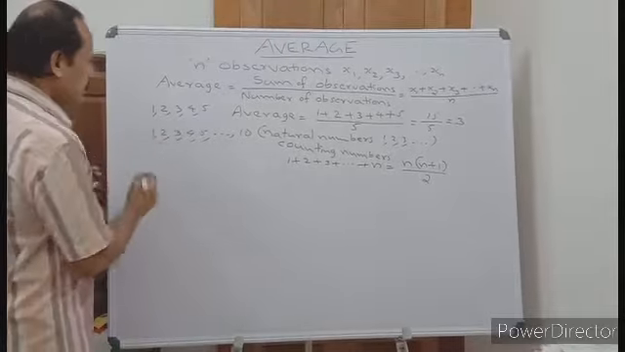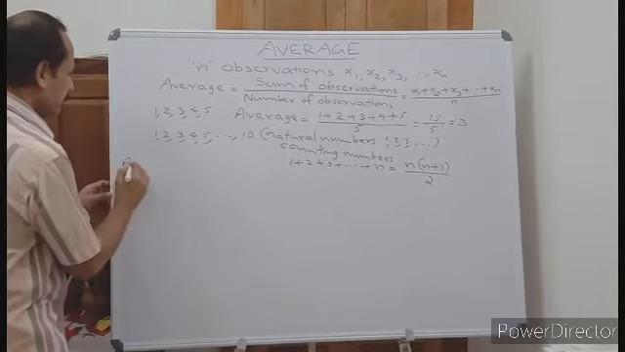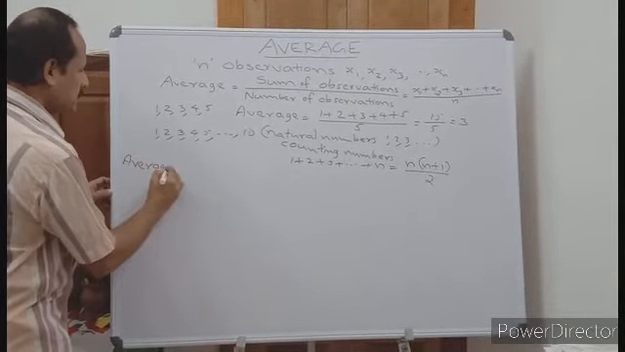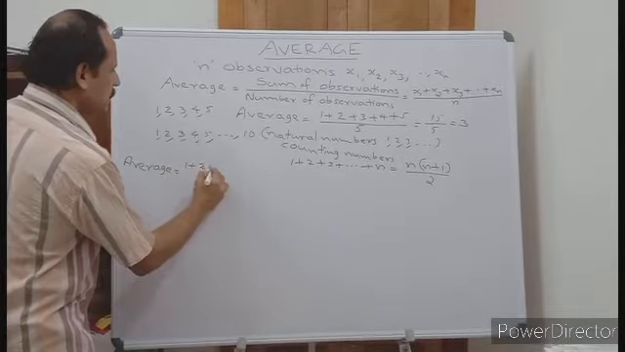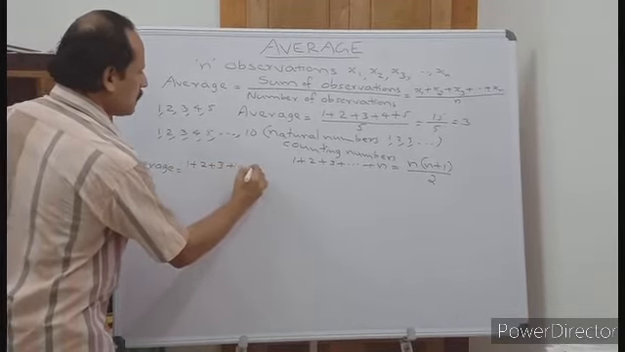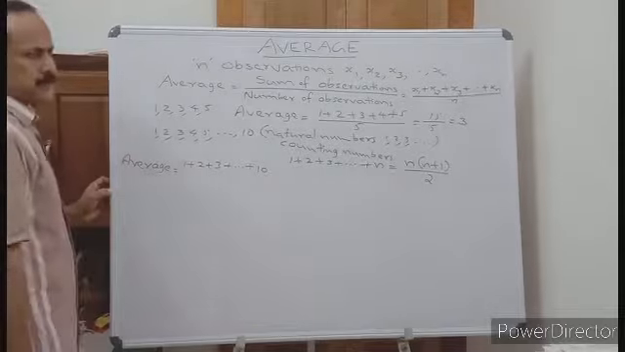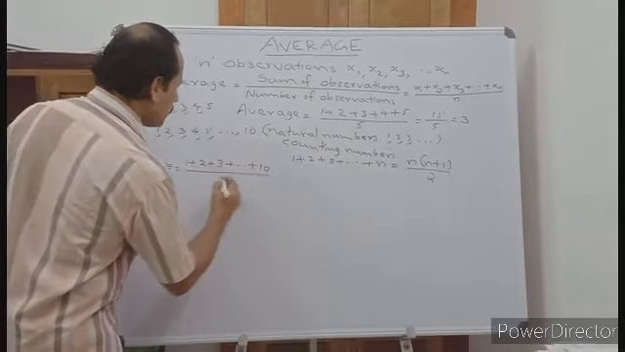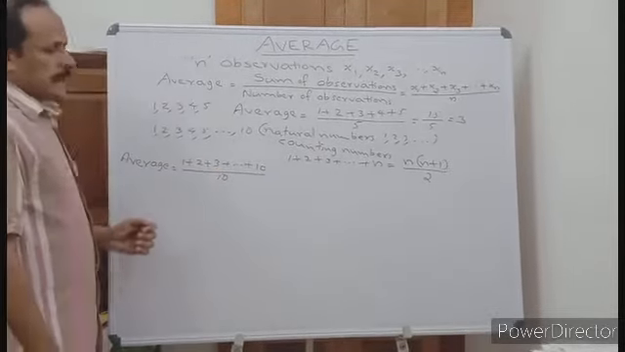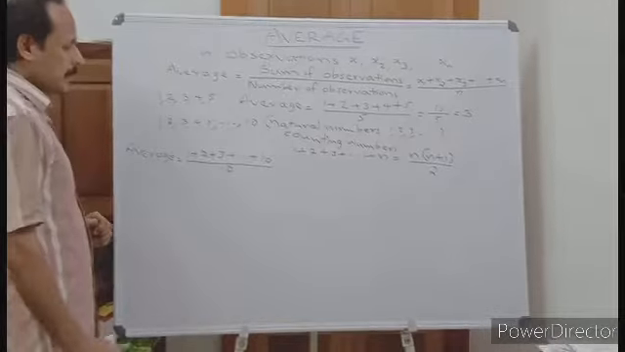And therefore, what is the average here? Average equals 1 plus 2 plus 3 plus etc. plus 10. We have 10 natural numbers. Their sum divided by their number. They are 10 in number.